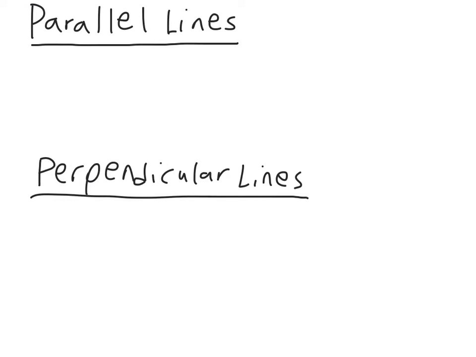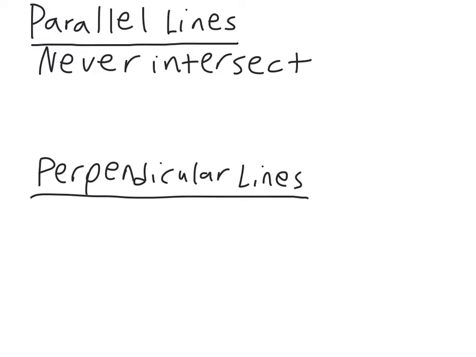Parallel lines never intersect. They go in the same direction forever, and they never touch each other. Now, the main thing we're looking at in this section is the slopes. The slopes of parallel lines are equal. They're the same.